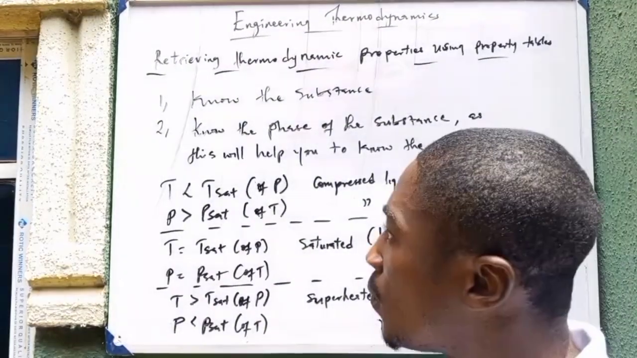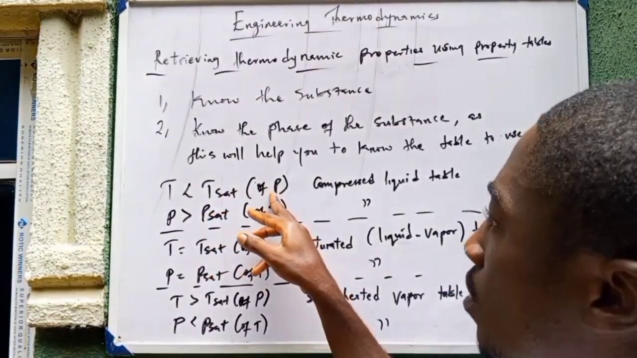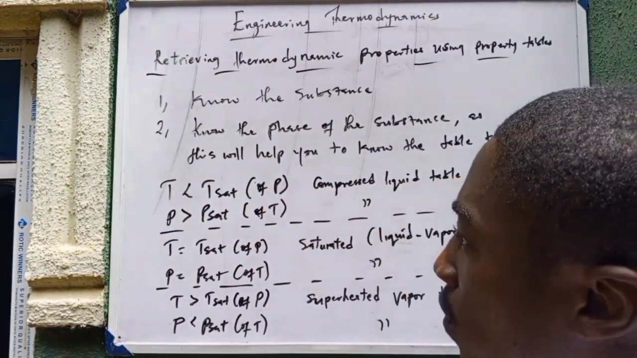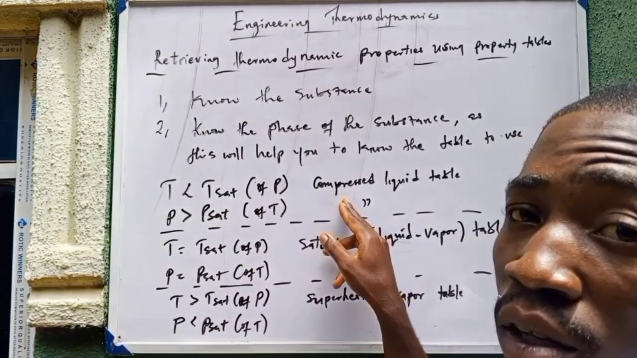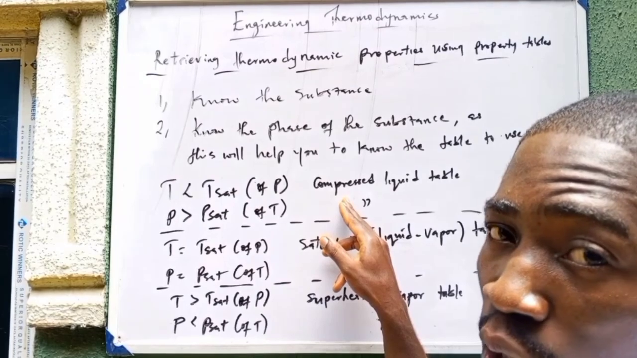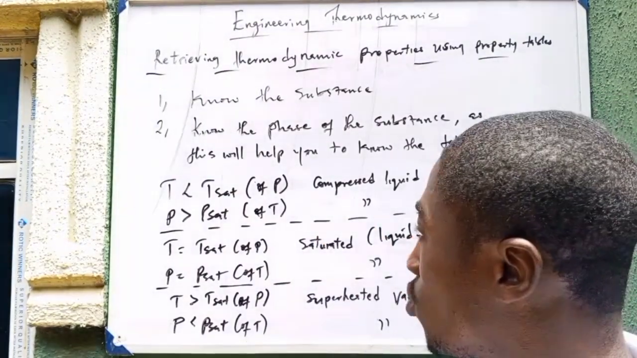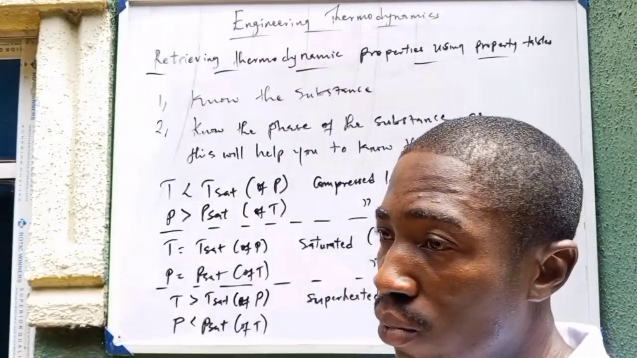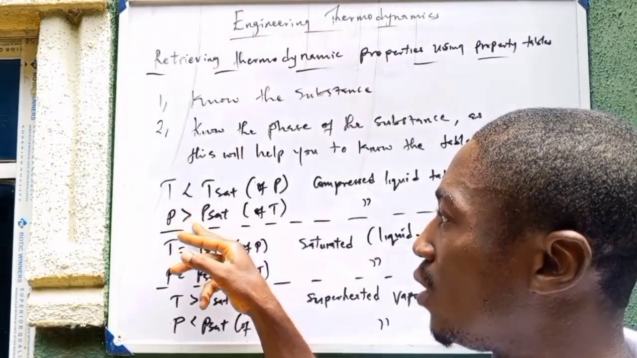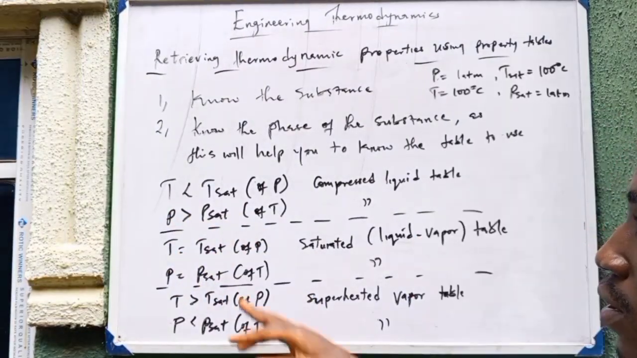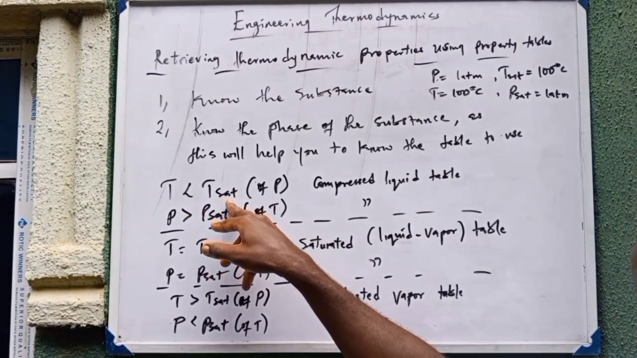Now, how do you know that? When T is less than T sat of P, compressed liquid table, or when P is greater than P sat of T, then you'll still find your values on the compressed liquid table. So what that means is that the first place to go is your saturated or liquid vapor table, because that's where you can know if T is less than T sat or P is greater than P sat. Please take note, sat is a short form for saturation. So T sat would mean saturation temperature.